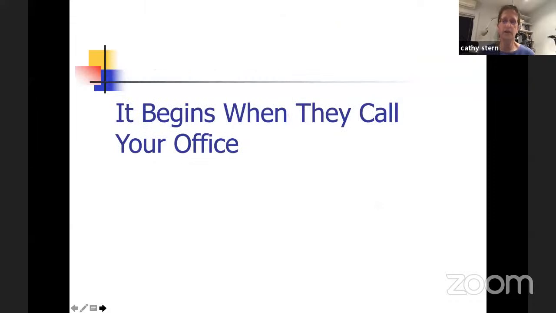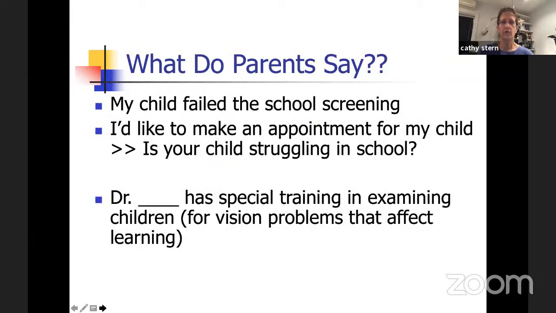So when does it really start that you're going to talk with someone about vision therapy, or even about how you can help them? I think it has to begin when they call your office, and whether you answer the phone or you have someone else who takes the calls, they have to be prepared to answer the questions that people may ask and to let them know what you do. So the first thing is, what do parents say when they call, or what do patients say when they call?